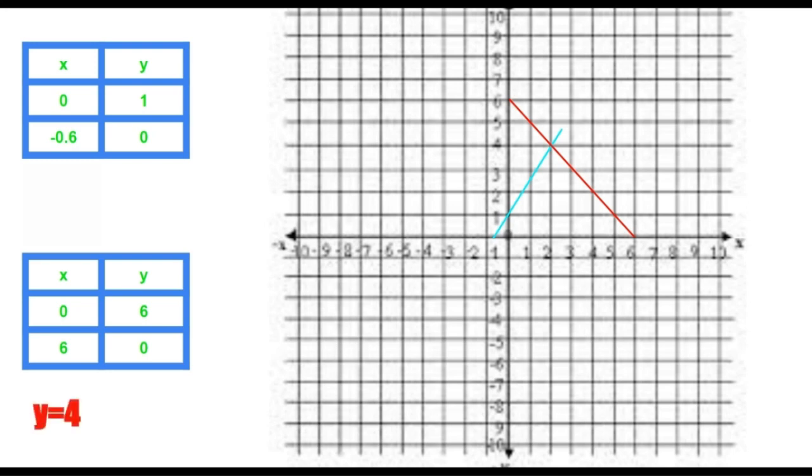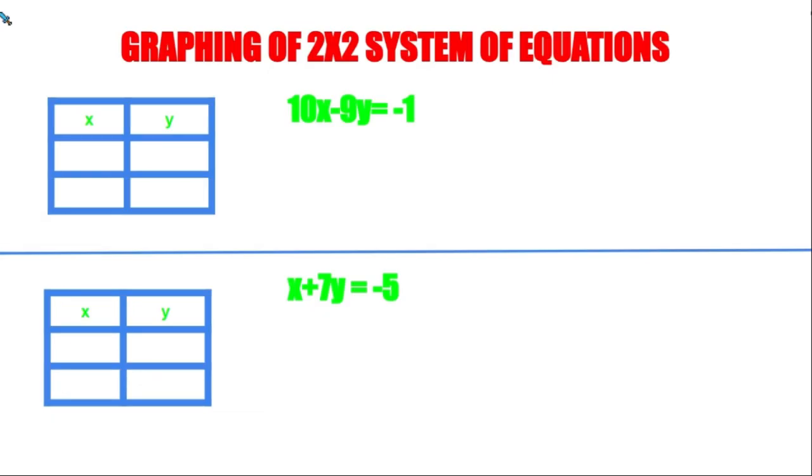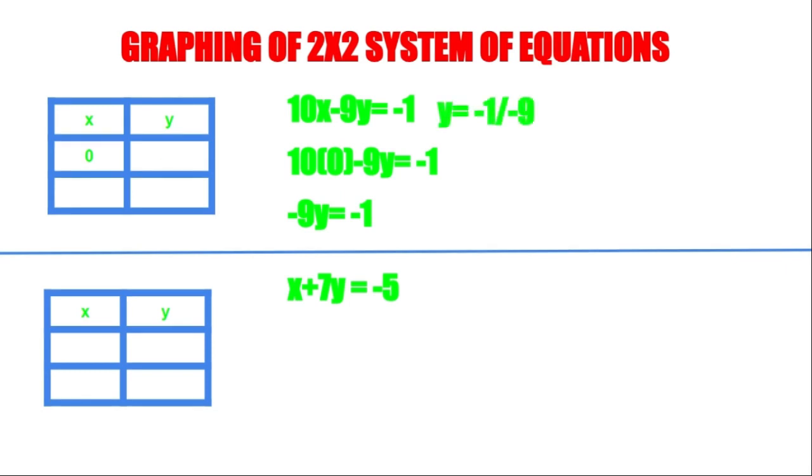Now, let's look at the second example. The formulas that will be used are: equation 1, 1x minus 9y equals negative 1; equation 2, x plus 7y equals negative 5. We will begin by assigning 0 to the value of x, and automatically the x will be eliminated, which will leave negative 9y equal to negative 1. The 9 will be passed over by dividing, and y is 0.1.